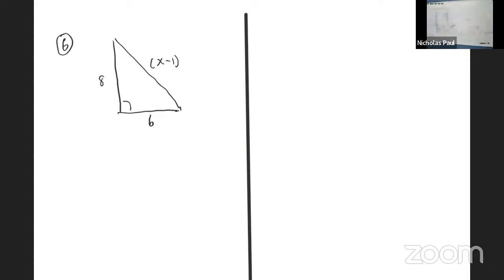All right, so I'm going to show you Method 1. I'm going to show you using the triples, right? Triples is what? 6, 8, and 10. So it means that x minus 1 is 10. So x is 10 plus 1, which is 11. That's the short way. What's the long way, right? Method 2.